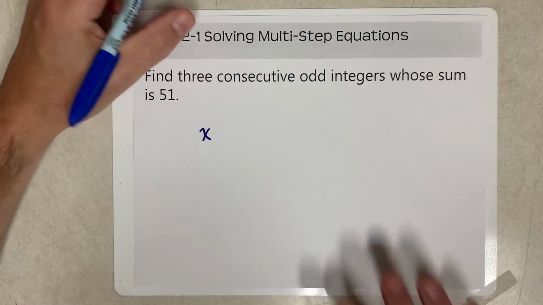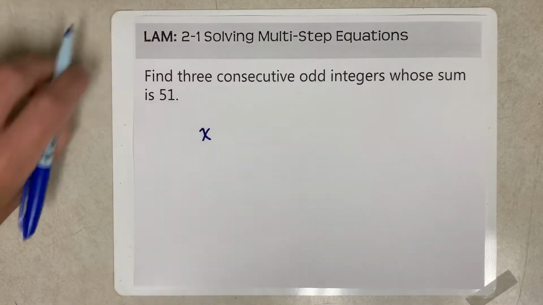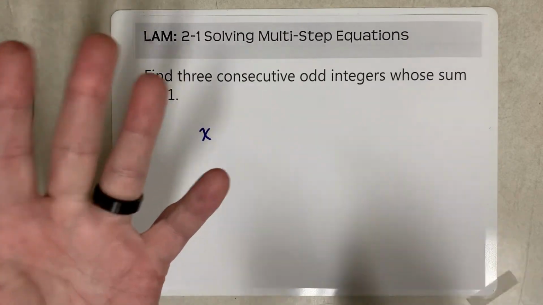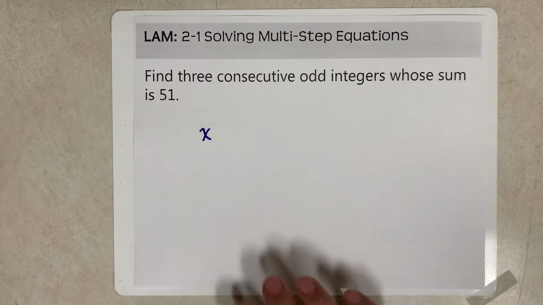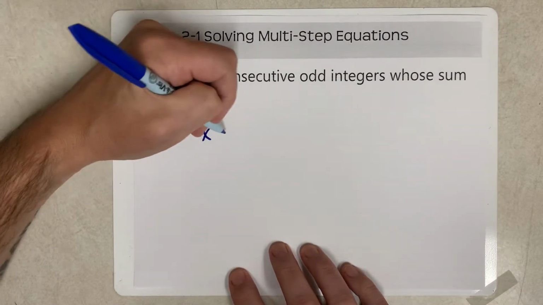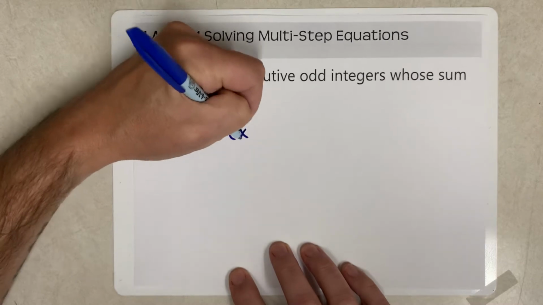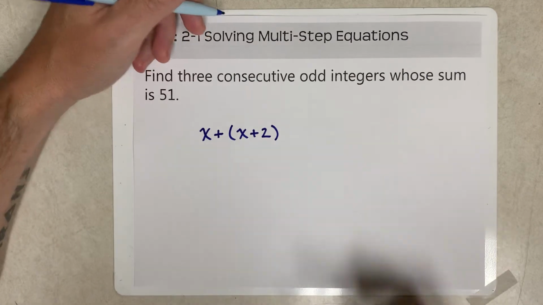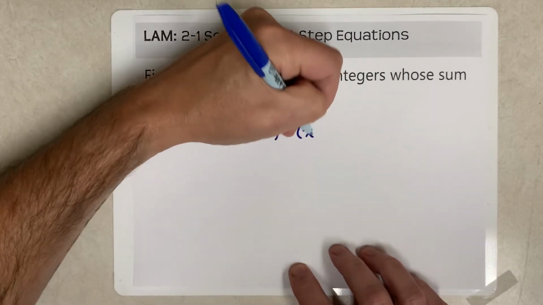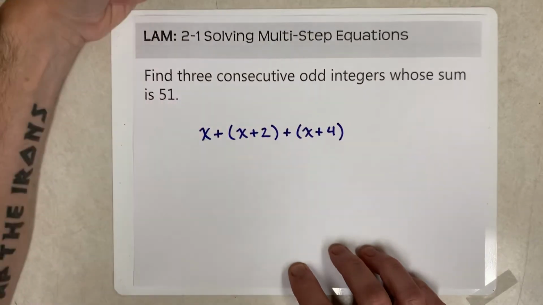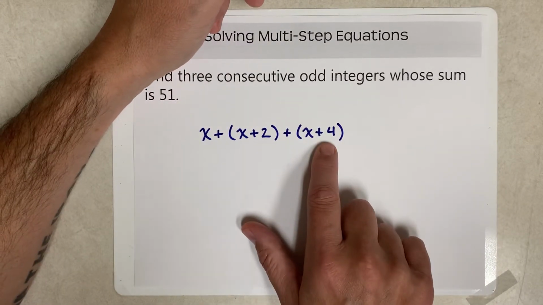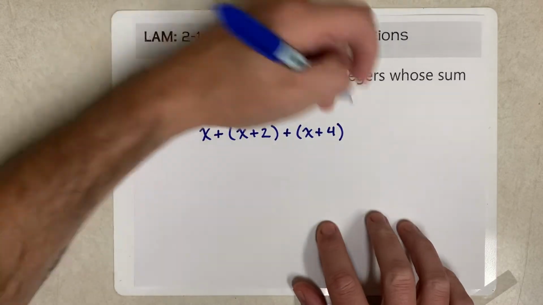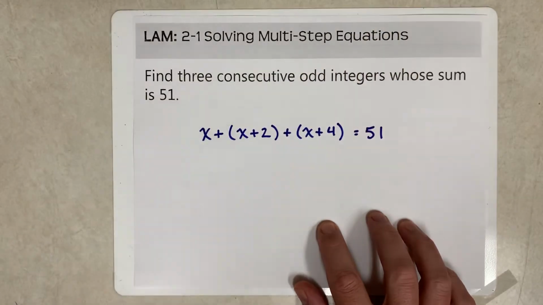Now, whatever that is, the next odd number, you have to add 2 to it, right? Because if it's consecutive odd integers, it's going to go 1, 3, 5, 7, and you're always adding 2 to the next one. So if x is the first one, the next one would be x plus 2. Now the next one after that, you'd have to add another 2 to it. So it's not x plus 2, it'd be x plus 4. There's 3 consecutive odd integers. I have no idea what the first one or second one or third one is, but I do know that it's going to follow this pattern. Now it's got to be equal to 51 somehow.